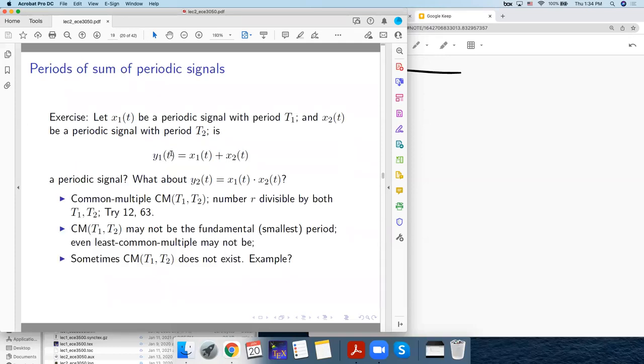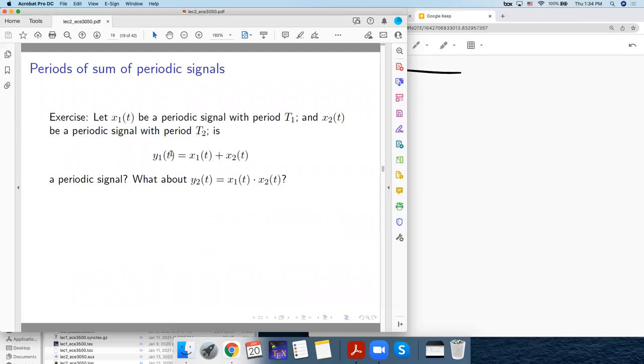And this is a discussion about the period of sums of periodic signals. The idea is that if we have two periodic signals with different periods, for example, X1 has a period T1 and X2 has period T2, and now we sum them up, the question is: is this a periodic signal? And if so, what is the period of Y1?